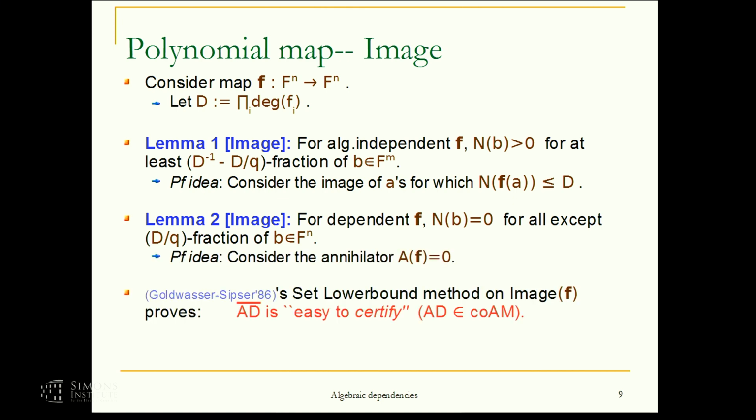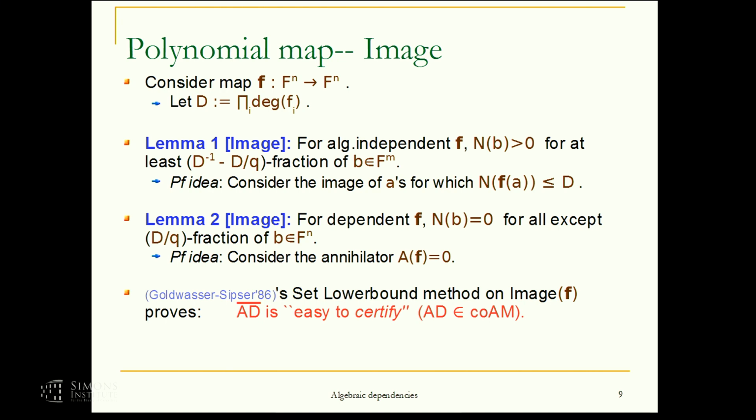Now you should look at the image of f. So the AM protocol will be biased towards the case when the polynomials are independent. So AD bar gets certified in AM. So AD is in co-AM. Okay, so we have shown, in a very high level sketch, that AD is in AM intersection co-AM.